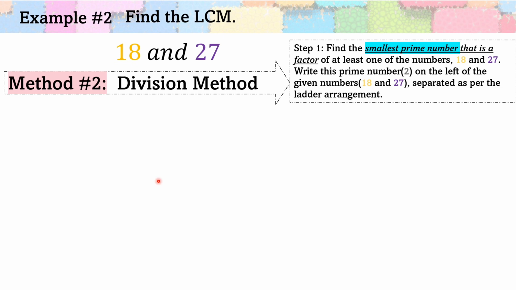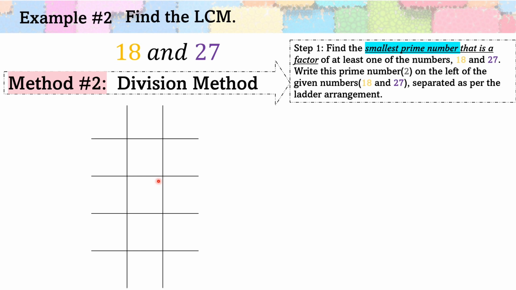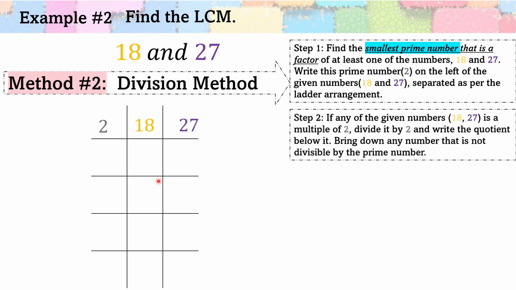Smallest is 2. So write this prime number 2 on the left of the given numbers 18 and 27, separated as per the ladder arrangement. Then for step 2, if any of the given numbers 18 and 27 is a multiple of 2, divide it by 2. So we have 18 divided by 2 is 9. So you're going to write the quotient below 18.